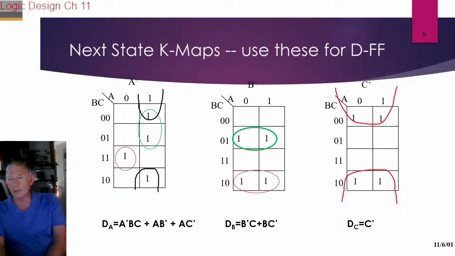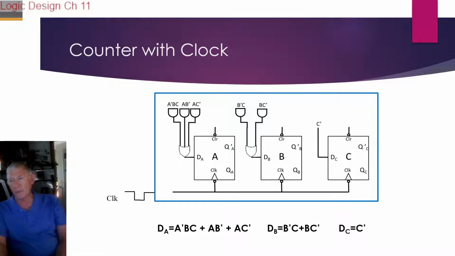So we get DA equals A prime BC by itself, the wraparound AC prime, and then this group up here, AB prime. And then this is B prime C, and this is BC prime. And then this is just C prime. And that gives us this circuit here, where we have A prime BC, AB prime, and AC prime going into this OR gate into the DA input. B prime C and BC prime into this OR gate for the DB, and just C prime into here.